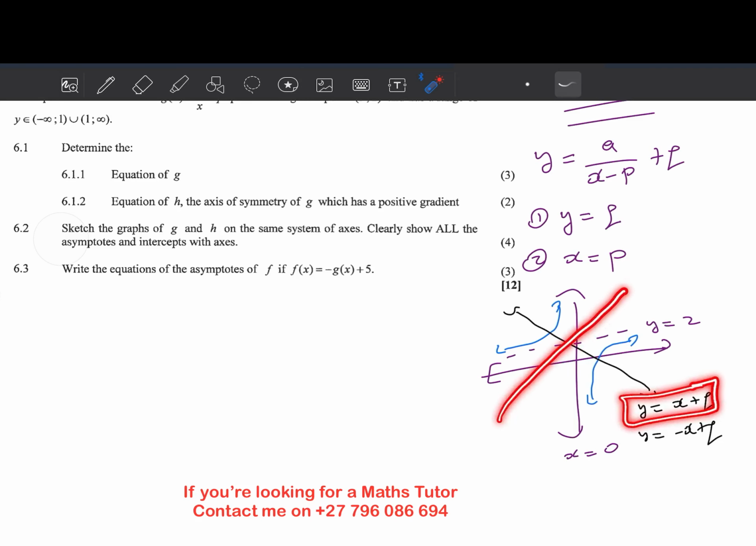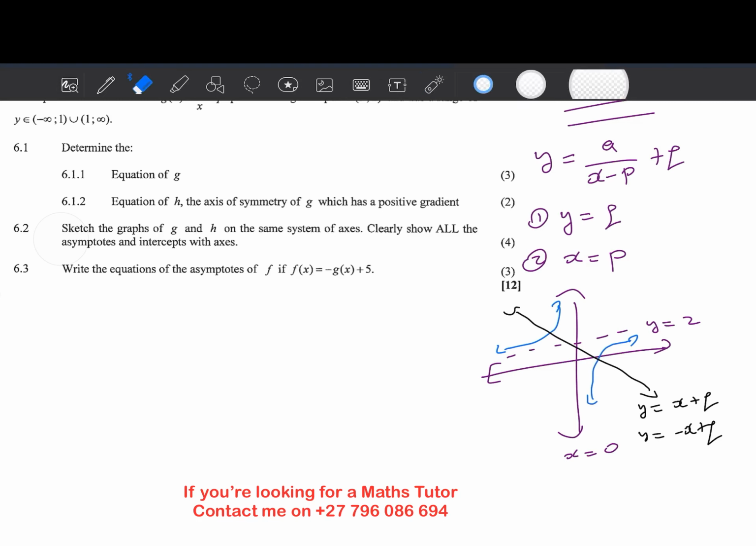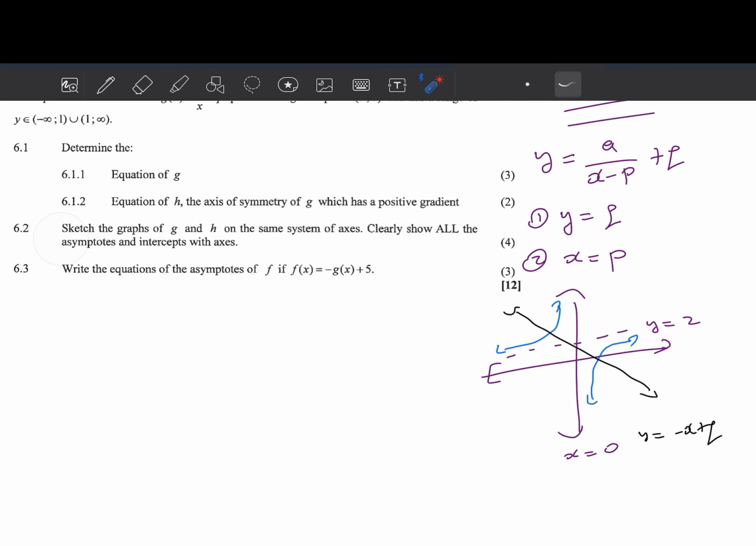So if the line was increasing like that, your axis of symmetry will be this one. Make sense? But in this case, the axis of symmetry is this one: y is equal to negative x plus q. And q is this horizontal asymptote. In this case, it would be y is equal to negative x plus 2 instead of q.